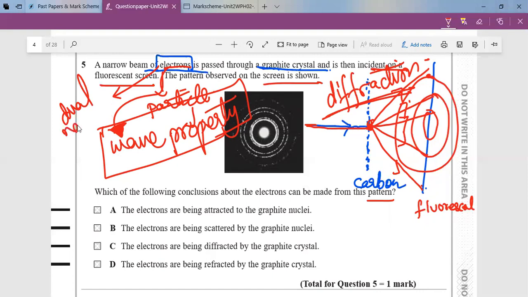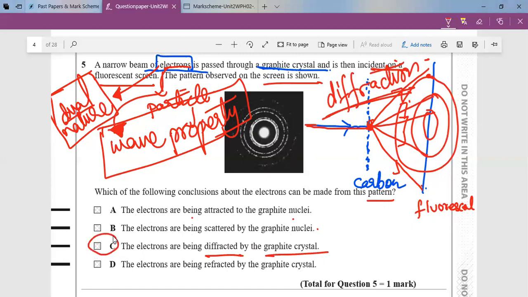This is also a topic of A2. You'll study it there in more detail, but over here it's just a slight addition. Electrons can show dual nature; they can show wave nature and particle nature as well. So let's see. They are being attracted to the graphite nuclei? Well, they are not actually being attracted over here. They are being scattered by the nuclei. The electrons are being diffracted by the crystal.